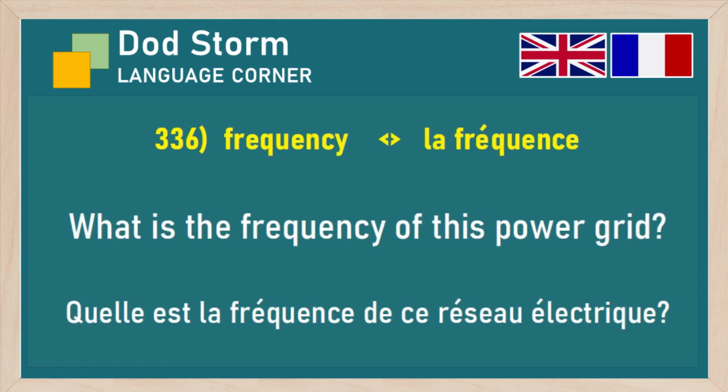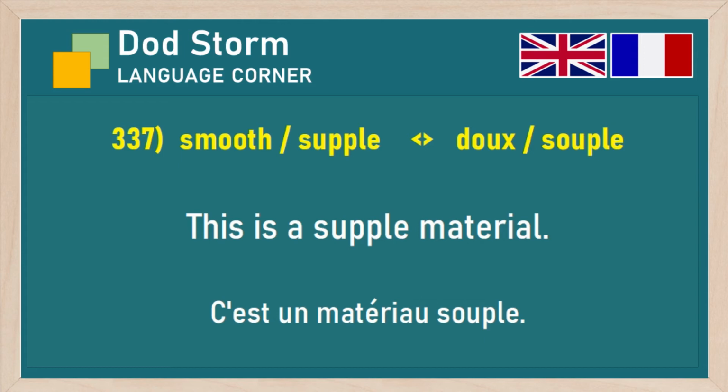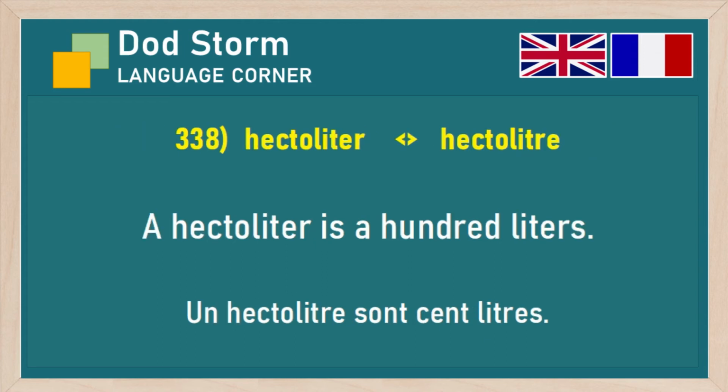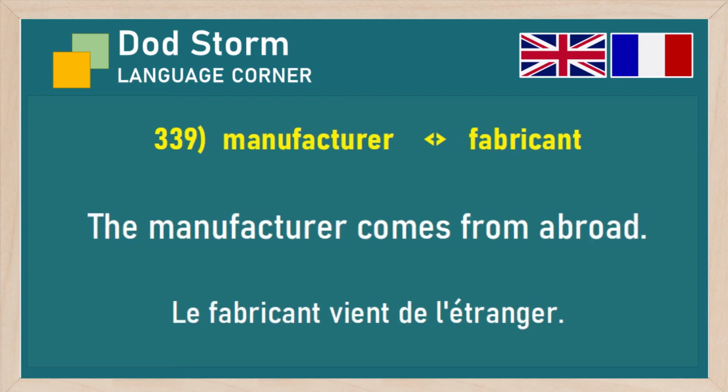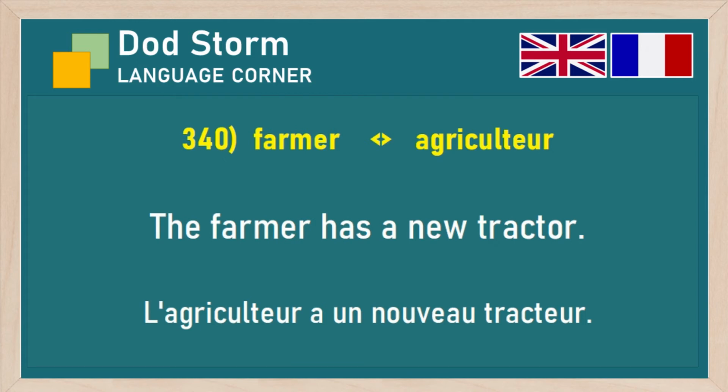What is the frequency of this power grid? This is a supple material. A hectoliter is 100 liters. The manufacturer comes from abroad. The farmer has a new tractor.